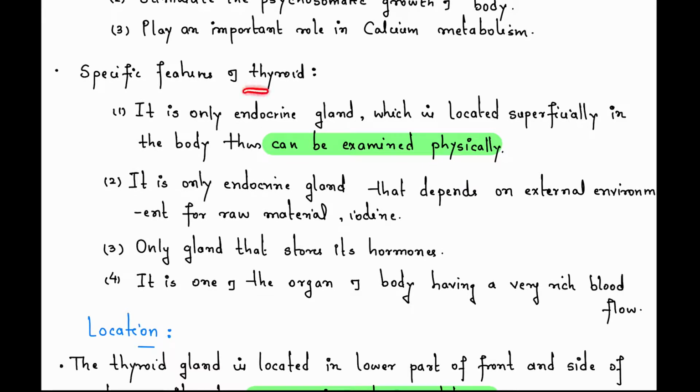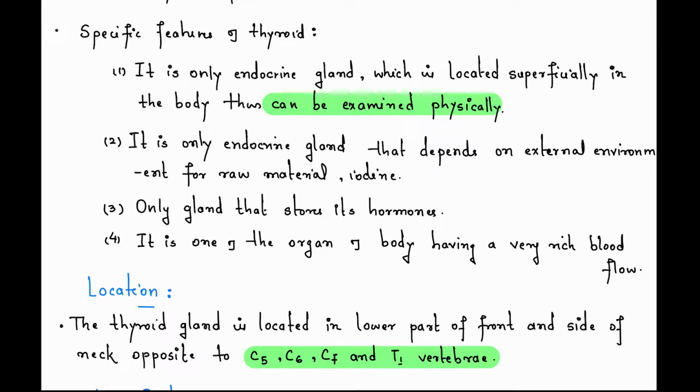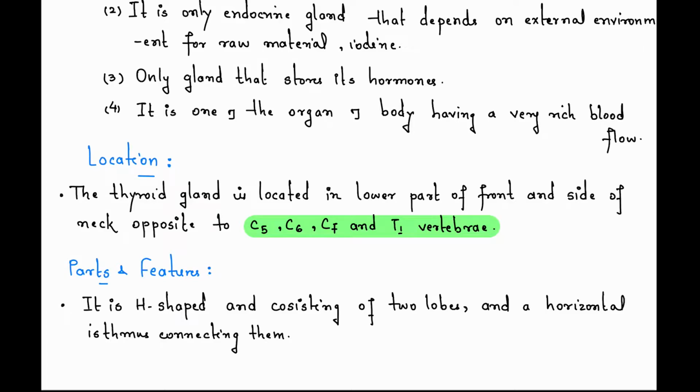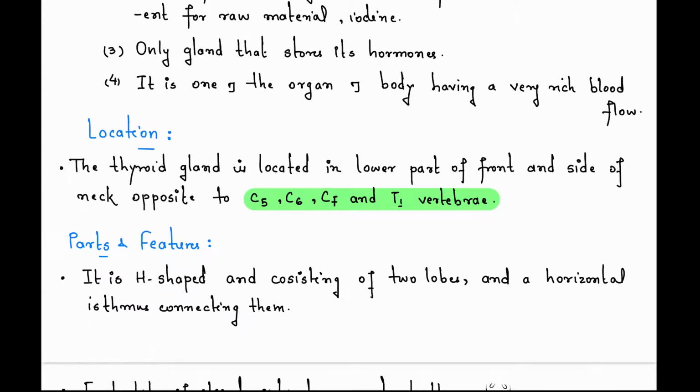Some specific features of the thyroid: it's the only endocrine gland which is located superficially, so you can examine it physically by touching it. It's the only endocrine gland that depends on an external environmental factor like iodine. It needs iodine for secreting the hormones. It's the only gland that stores its hormone, and it's very rich in blood supply.